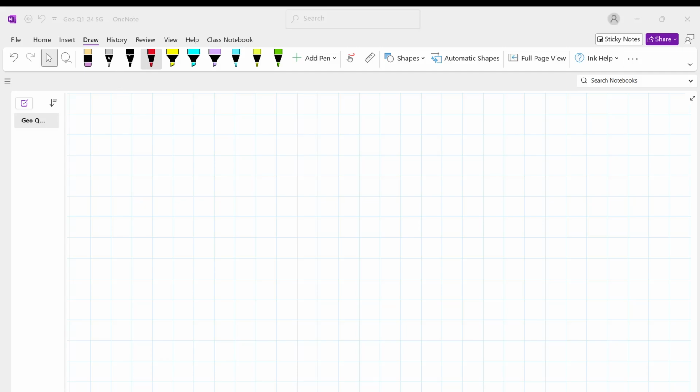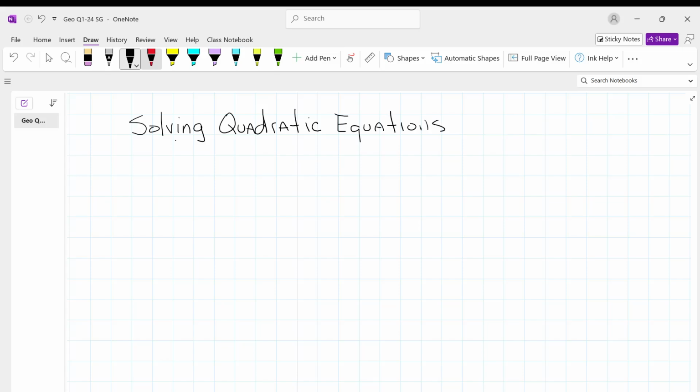All right, so today we are going to be solving quadratic equations. All right, and there's some steps that you can follow when you're solving quadratic equations.